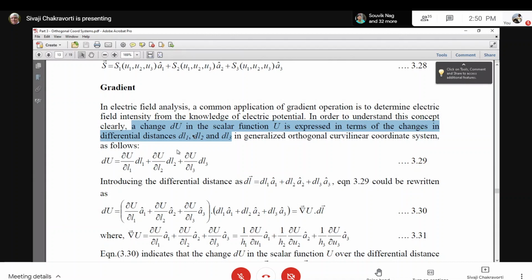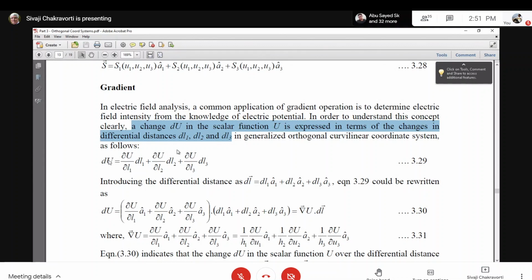That means the differential change in coordinate and the differential change in distance are the same in Cartesian. That's why all the confusion comes. So please remember, gradient is always in terms of the differential distances, not in terms of differential coordinate change. So how do we write it?